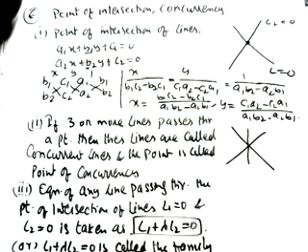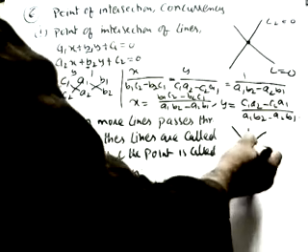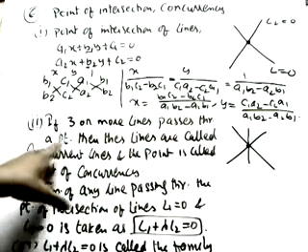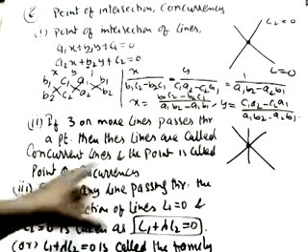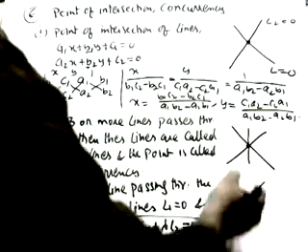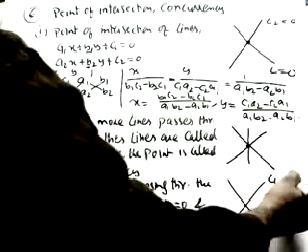Suppose you see here three or more lines passing through the same point. Then the lines are called concurrent lines, and this point is called the point of concurrency. If three or more lines pass through a point, then the lines are called concurrent lines, and the point is called the point of concurrency.